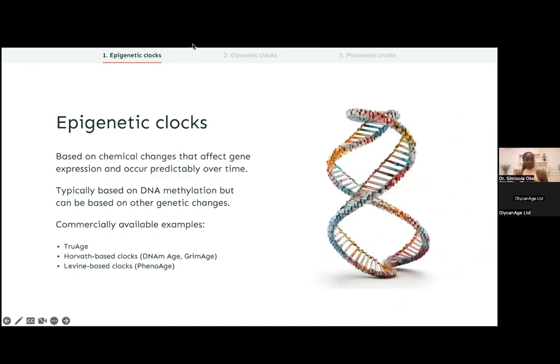Okay, so first and foremost, the epigenetic clocks. Now, these are, of course, I think, the ones that people know about the most, and they're based on chemical changes that affect gene expression, which occur predictably over time. Typically, it's based on DNA methylation, but it can also be based on other things like genetic change as well. And there are many commercially available epigenetic tests, but the ones I'm going to focus on are probably the most popular ones, which are your TruAge clocks, the ones based on the Steve Horvath based clocks. So that's your DNAmAge and GrimAge. And then also I'm going to speak briefly about the Levine based clocks, which is your PhenoAge as well.